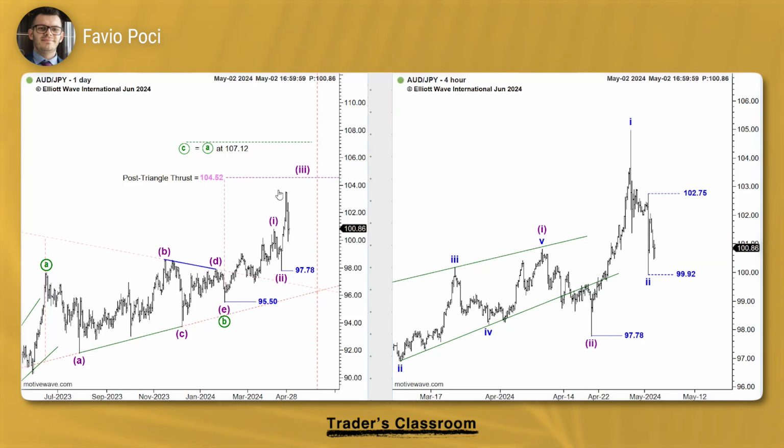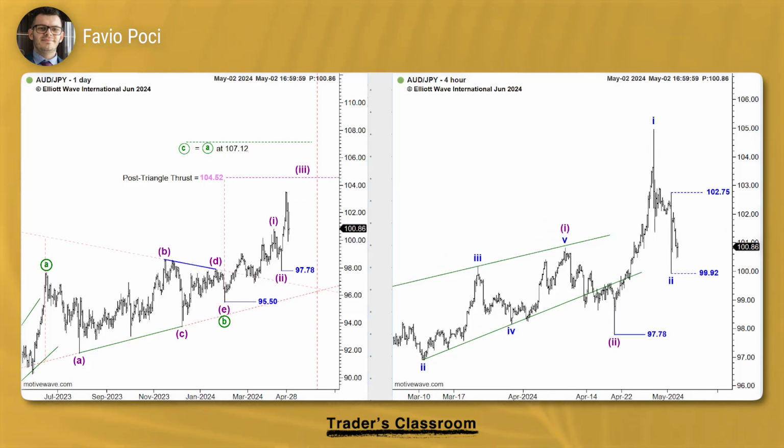I noticed something that here on the daily, the spike up to 104.97 is not registered. Probably it's just a glitch at this juncture, but the post-triangle thrust is achieved. We have tested the 52.